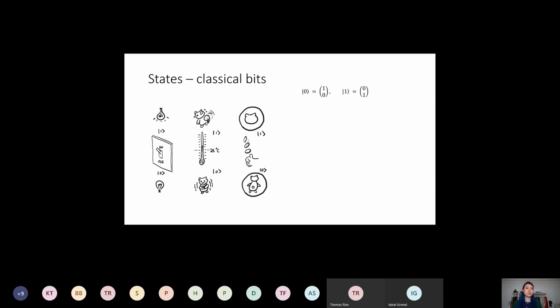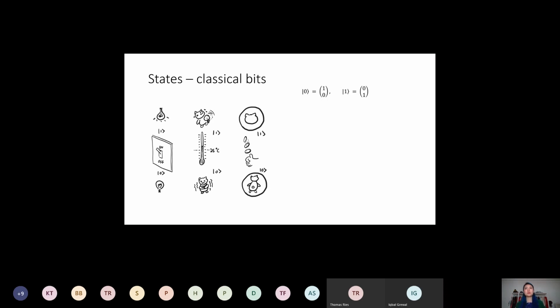Classical bits are limited to binary. And in a way, we artificially make it binary so that it's easier for us. We can turn a switch on or off. If the temperature is too high or too low, or if we flip a coin that is heads or tails, these are all examples of binary systems. And we can use classical bits 0 and 1 to describe them.